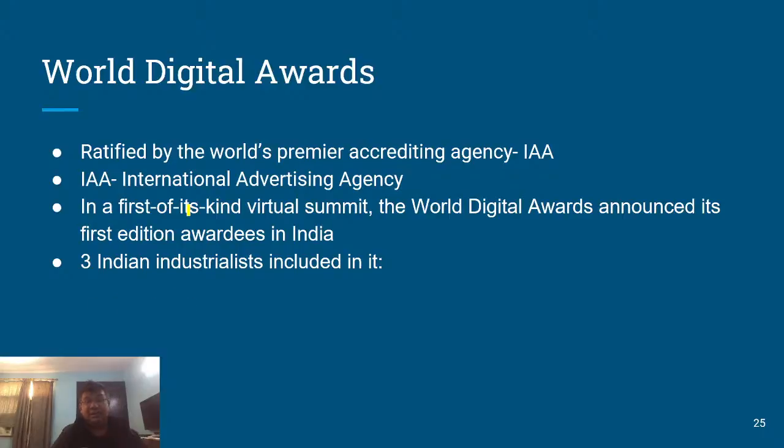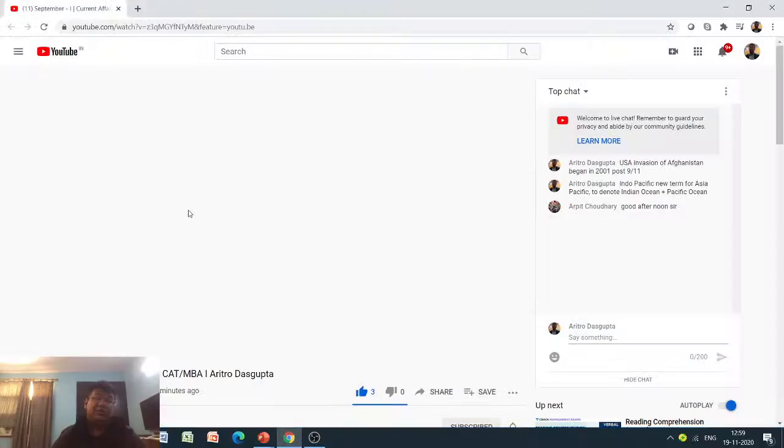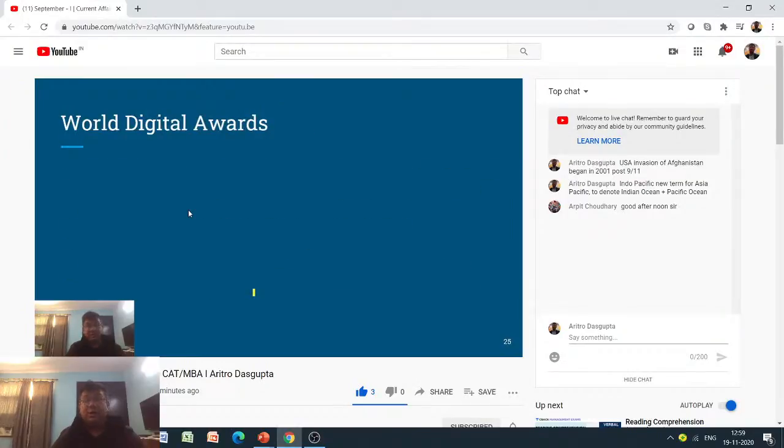They are among the giants of Indian industry. And I guess no surprises: Mr. Ratan Tata, Mr. Mukesh Ambani and Mr. Narayana Murthy. So basically the heads of Tata, Reliance, and of course Infosys are the ones who are part of this group.